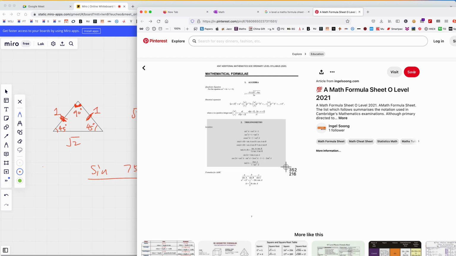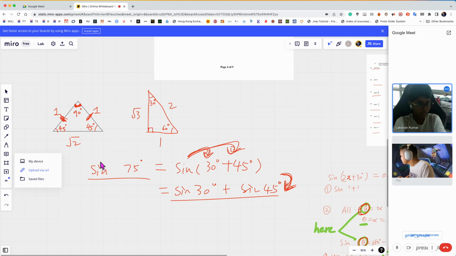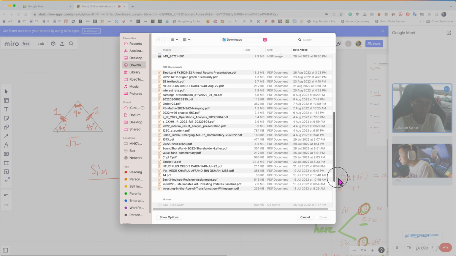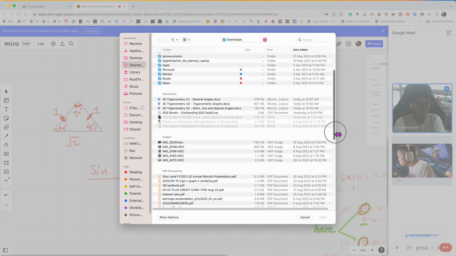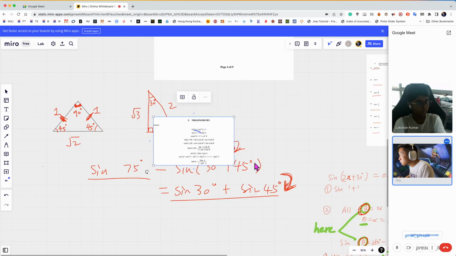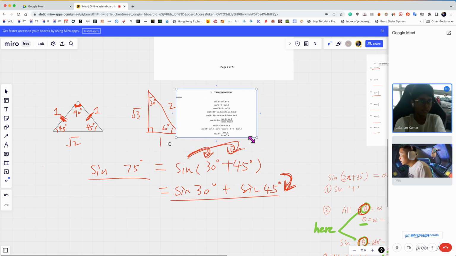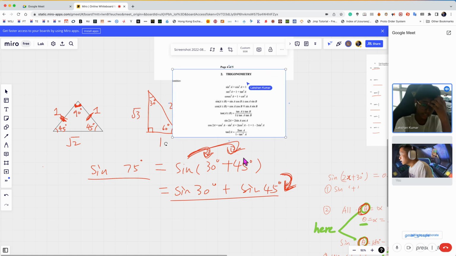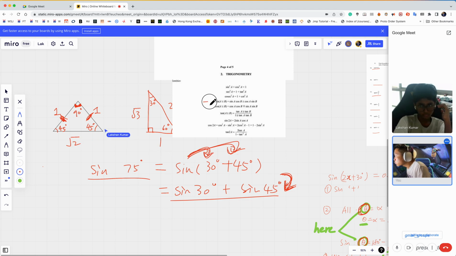And by the way, this formula sheet comes together with the binomial one. I'm going to upload it now. Loading. Can you see it? Let me zoom in a little bit. Yeah, I can see it. Okay, so sine of 30 plus 45, right? I hope you can see that we are supposed to use this one.